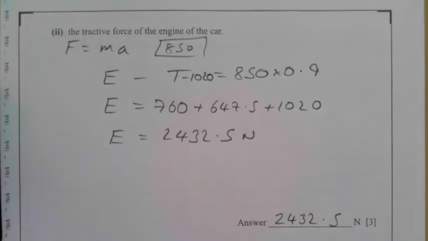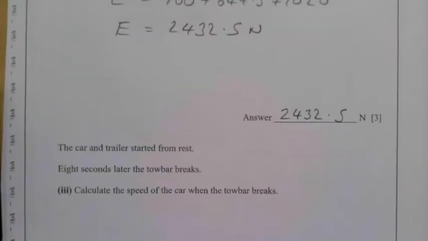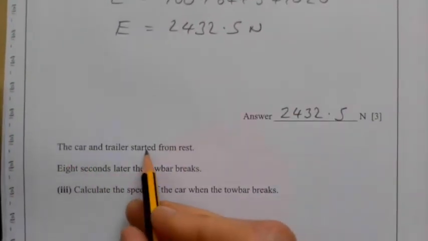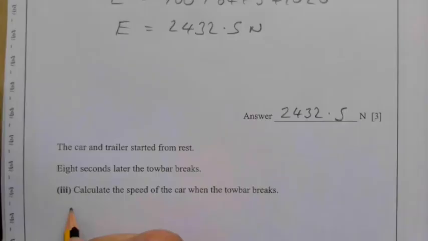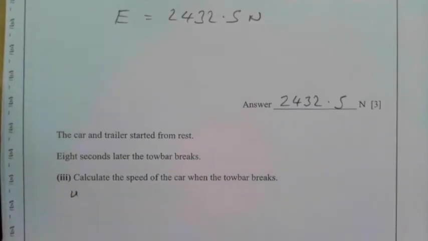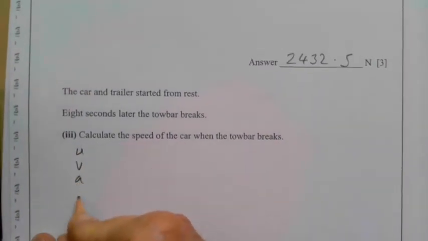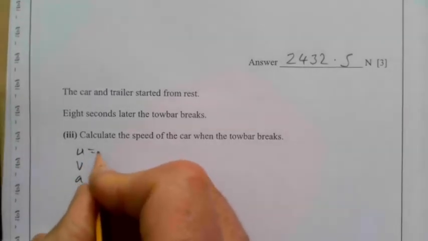The car and trailer started from rest. 8 seconds later, the tow bar breaks. Calculate the speed of the car when the tow bar breaks. So we're going to use SUVAT for this: U, V, A, S, and T.